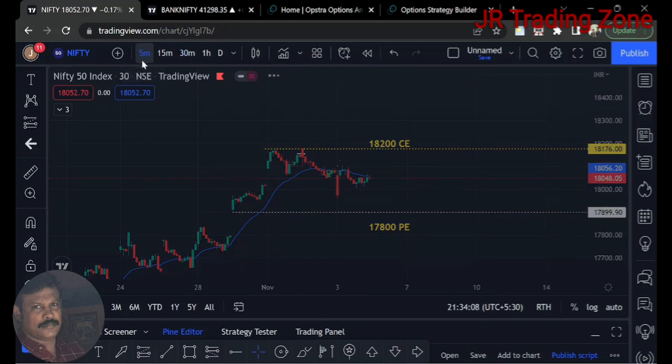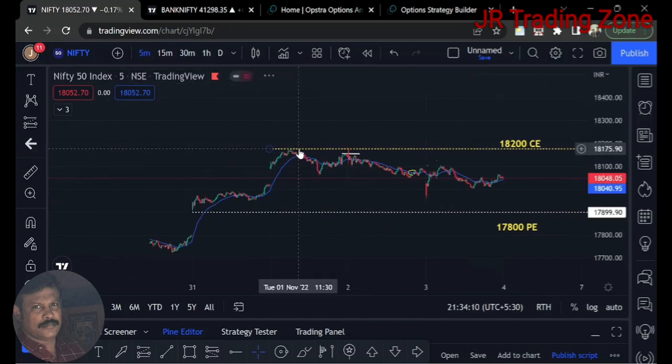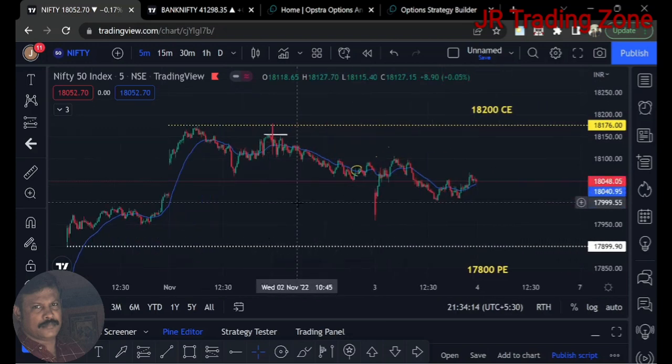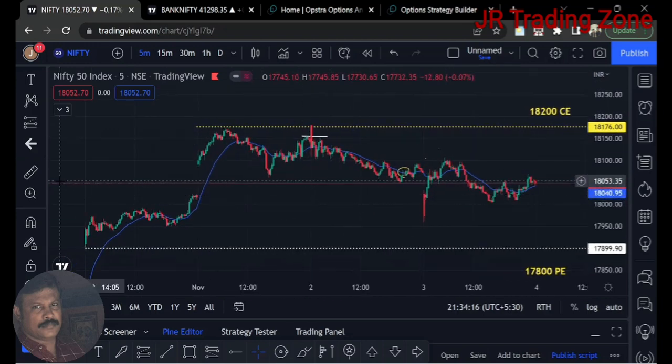Now, as we are seeking positions for intraday, it's better to see the 5-minute chart. I was telling that these traders were making money using non-directional strategies. That's what I want to show here.